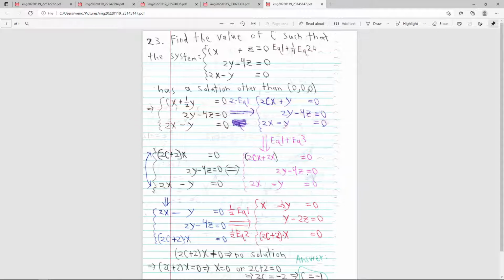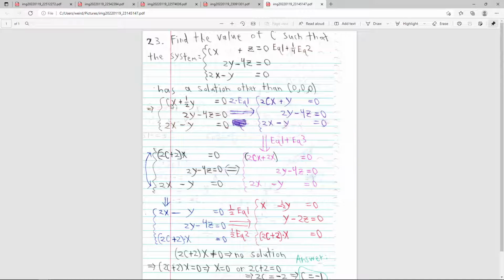Oh yeah, find the value of c such that the system has a solution other than 0, 0, 0. So in this one we have to do some Gauss-Jordan method, or simplify. You don't have to do it, but that's probably a good idea to practice more with it. So first, 2 times equation 1. You get 2cx plus y equals 0. And there's probably a better way to do it than what I'm doing, but this is one way.